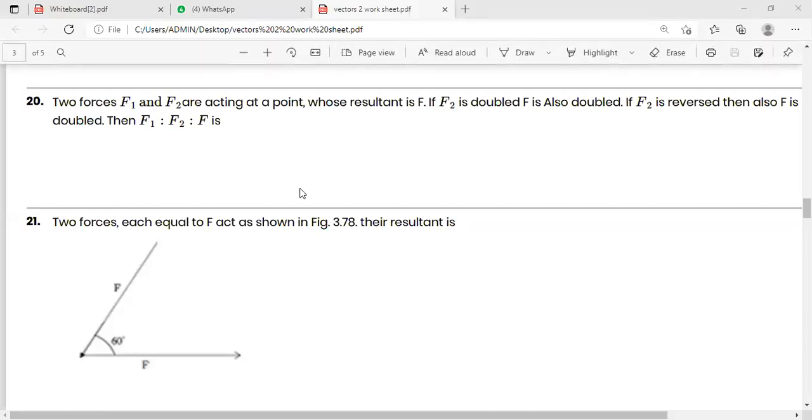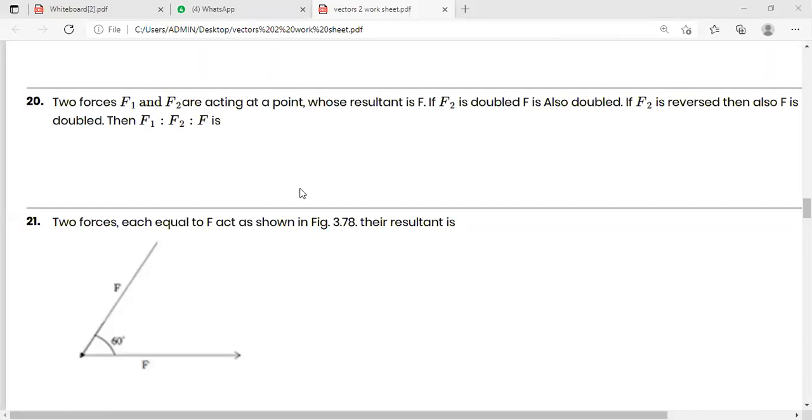Question number 20. Two forces F1 and F2 are acting at a point whose resultant is F. If F2 is doubled, F is also doubled. If F2 is reversed, then also F is doubled. Then F1 is to F2 is to F. So some information is given for the relation between forces and resultant, and you have to find out here the ratio of F1, F2 and F.